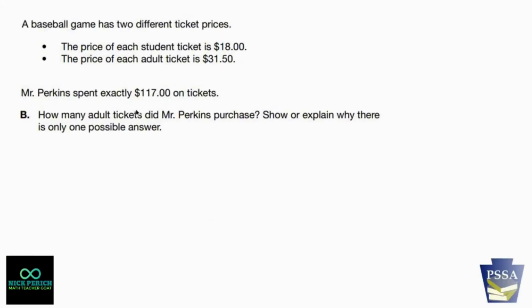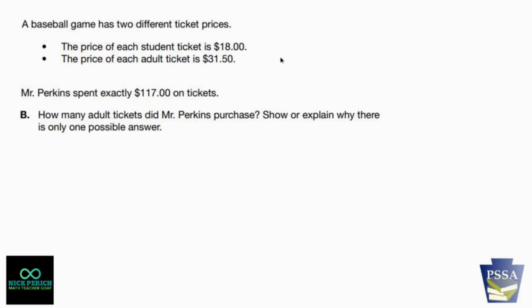Part B. Mr. Perkins spends exactly $117 on tickets. He doesn't say what kind. How many adult tickets did Mr. Perkins purchase? Show or explain why there's only one possible answer. Now, this looks terrible, but trust me, it's not.